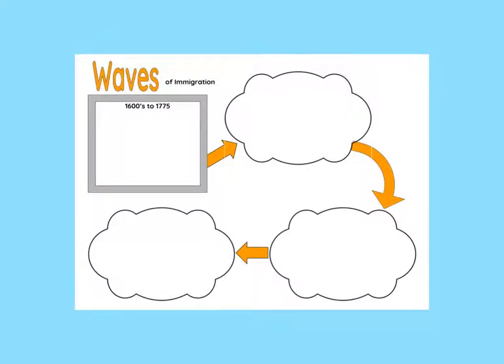So here's my note catcher for the various waves, keeping in mind that this particular text considers all of the immigration, or coming to America, from the 1600s to 1775 as what's happening before the United States was a country. So all of this before the Revolutionary War. The information in these sections notes that people are mostly coming from Europe. They're coming for opportunities.